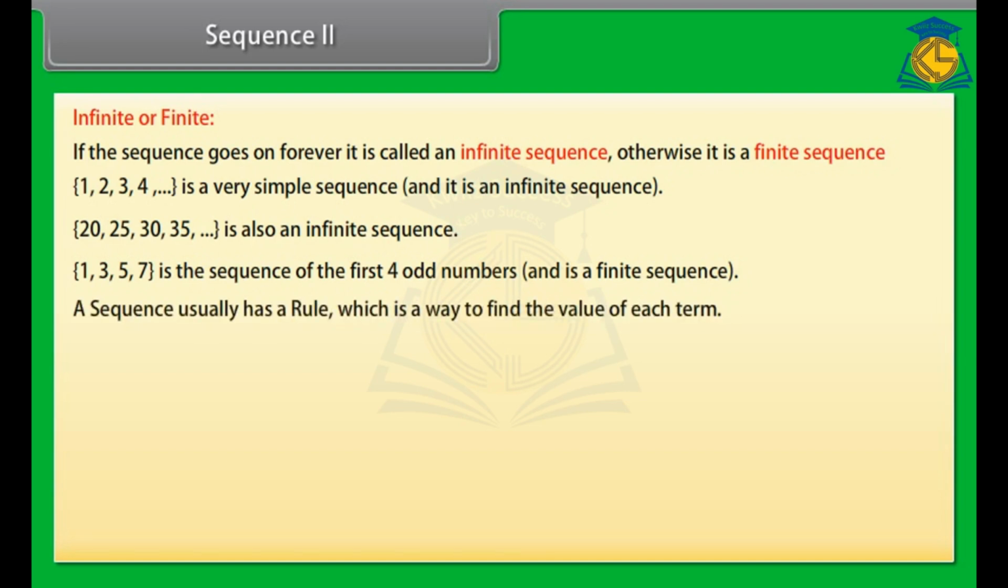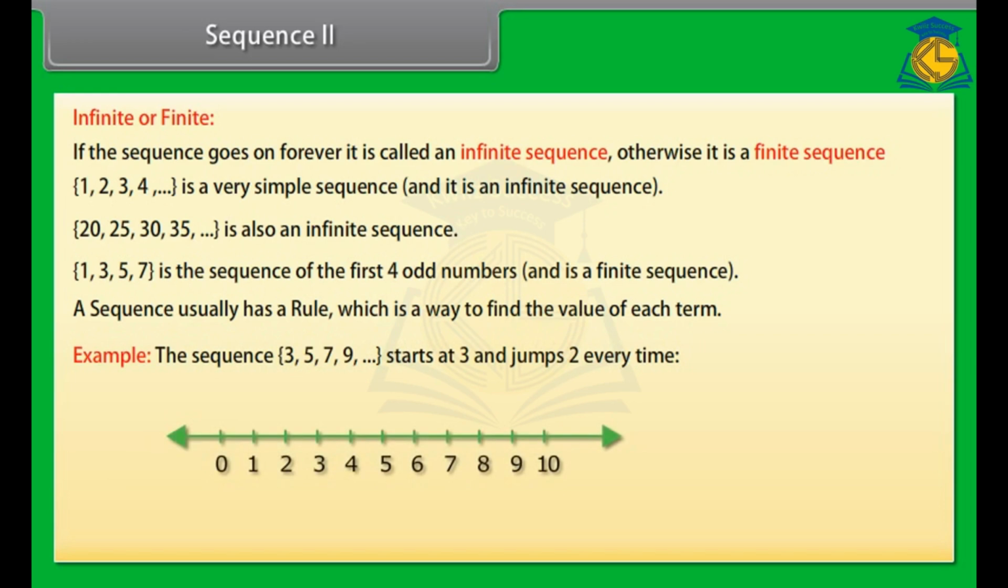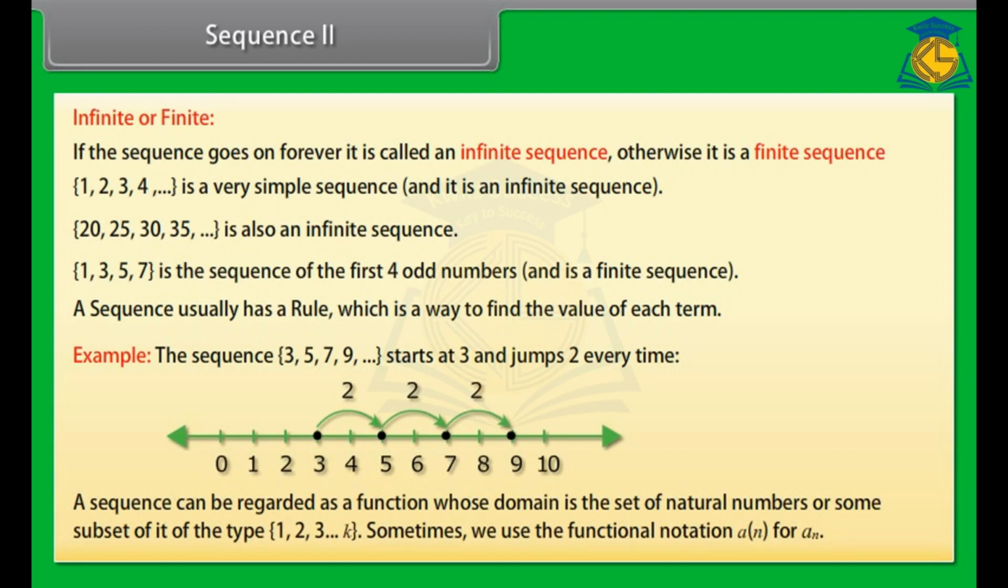A sequence usually has a rule, which is a way to find the value of each term. For example, the sequence 3, 5, 7, 9 and so on starts at 3 and jumps 2 every time. A sequence can be regarded as a function whose domain is the set of natural numbers or some subset of it of the type 1, 2, 3 up to k. Sometimes we use the functional notation a(n) for an.